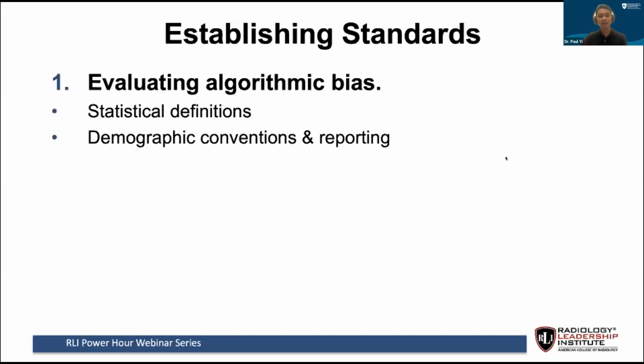The first thing is evaluating algorithmic bias, making sure that we in the literature, working with groups like the FDA as the ACR does, that we're very clear on what types of statistical definitions are being used. Are we using the appropriate notions of bias? What type of demographic conventions are we using and reporting in data sets as well as in validation studies?